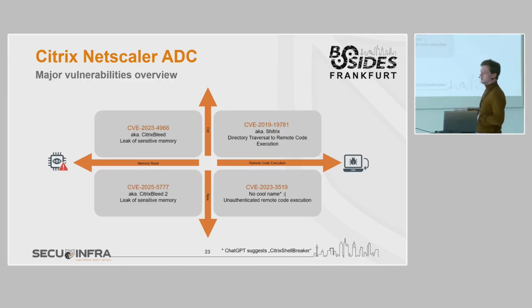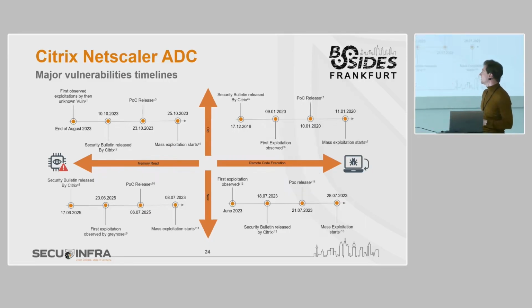And on the right side, we have 2 RCEs, which are kind of similar in the sense that if you investigate them, they're basically more or less the same. To give you a bit of understanding, we just saw a timeline of how quickly we have a POC and then exploitation. To make things clearer for Citrix, I've tried to compile all the dates for first exploitation, for the security bulletin released by Citrix, for the public POC release, and for the mass exploitation.